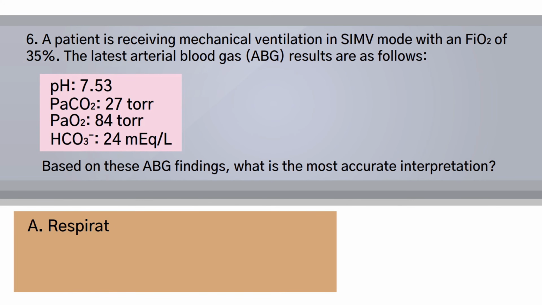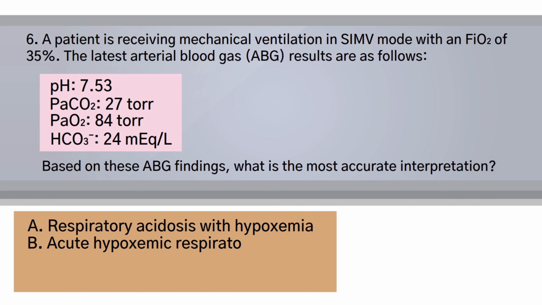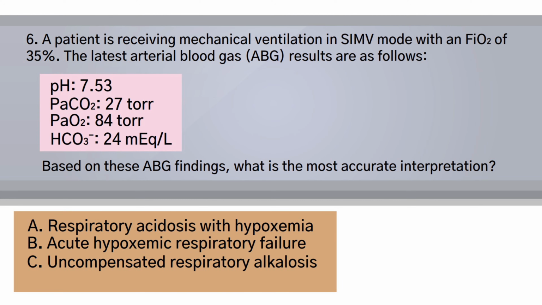A. Respiratory acidosis with hypoxemia. B. Acute hypoxemic respiratory failure. C. Uncompensated respiratory alkalosis. D. Hypercholeremic metabolic alkalosis.